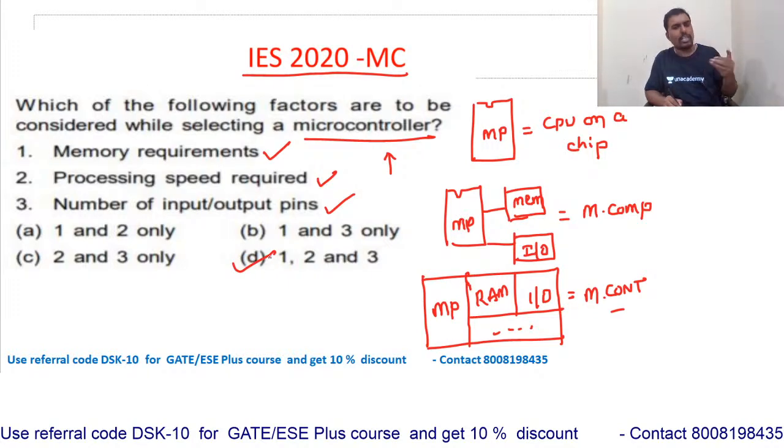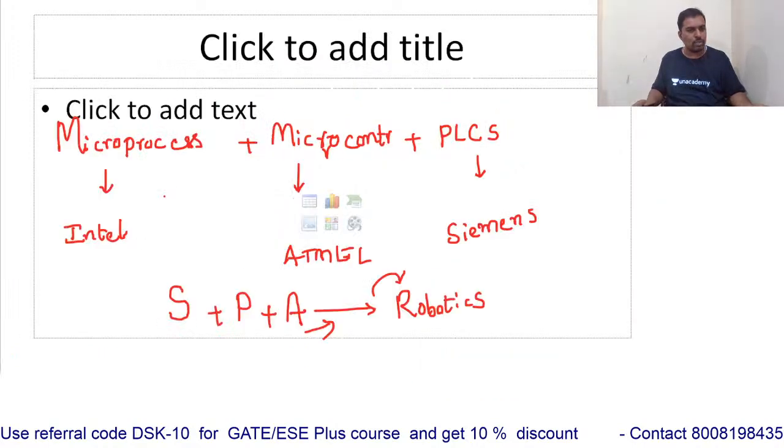So in the lectures, if you just go through what is a microprocessor, what is a microcontroller, what is a PLC, what is a sensor, what types of sensors, what is a sensor's input and output, that's it, you can easily score in the prelims paper. Okay. Next, let us see the conventional question.